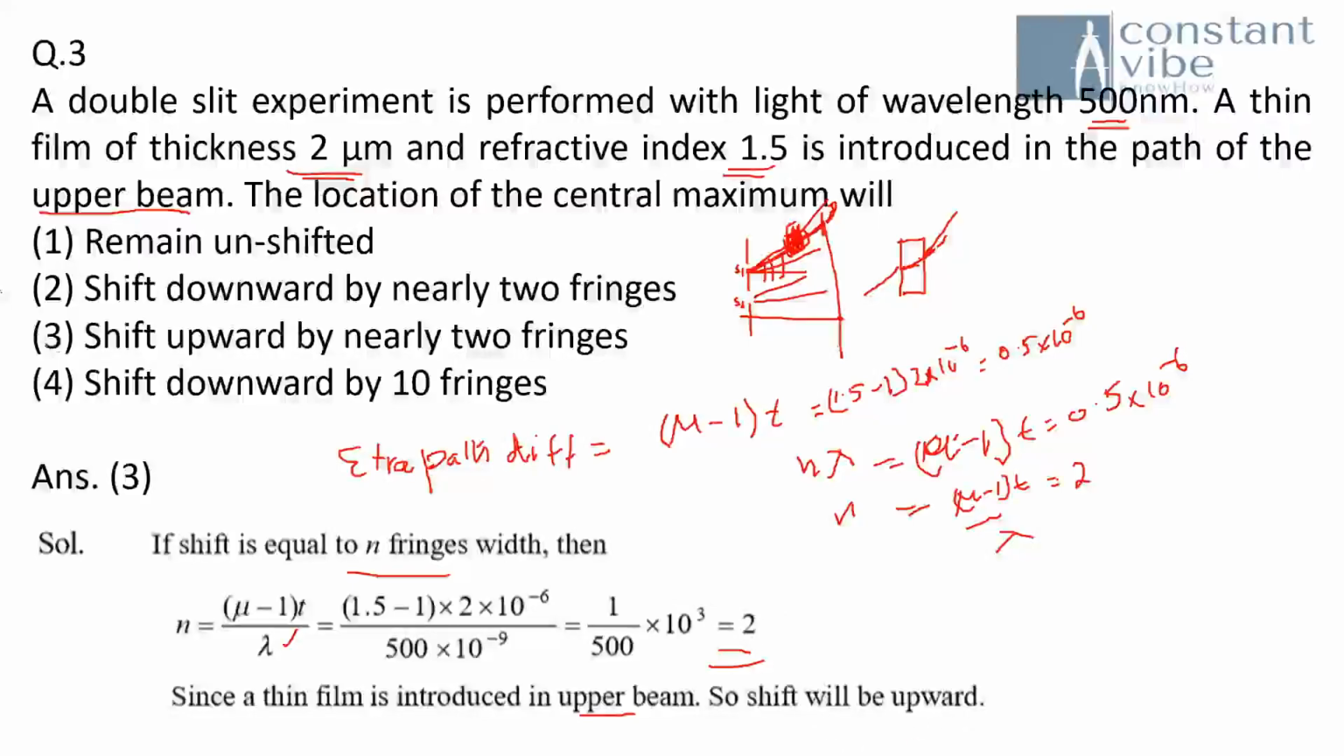So the shift is upwards by nearly 2 fringes, that is the answer. Option number 3 is the answer.